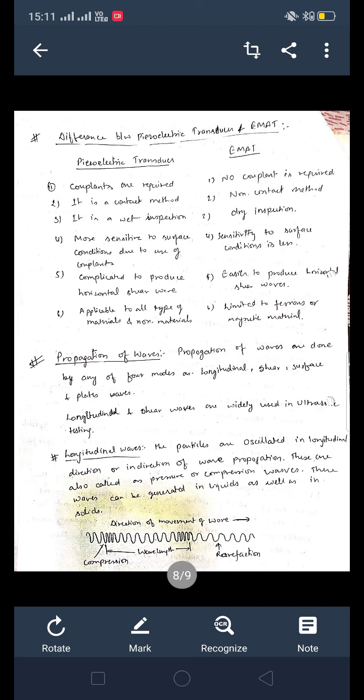Non-material, it is not used for the non-material. So these are the 6 very important points that differentiate the piezoelectric transducer and EMAT.